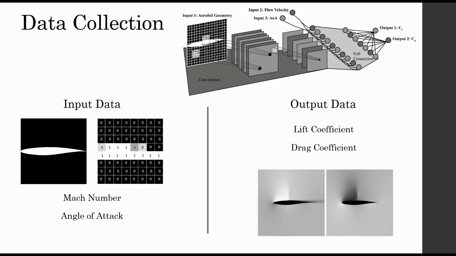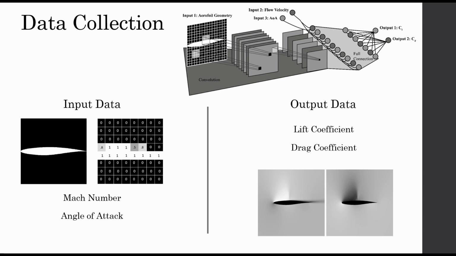As can be seen, there are three inputs to the proposed neural network. The first is the airfoil geometry, and the other two are simply the free stream Mach number and the angle of attack. The gathering of this input data is fairly simple. The Mach number and angle of attack are simply numbers which we can specify. The geometry data is slightly more complicated.